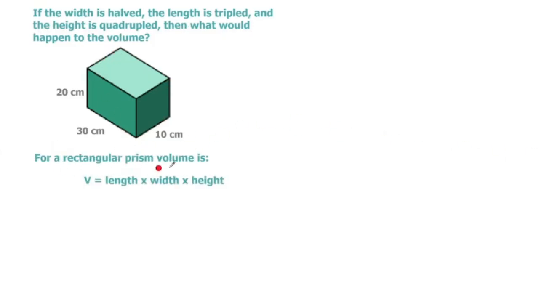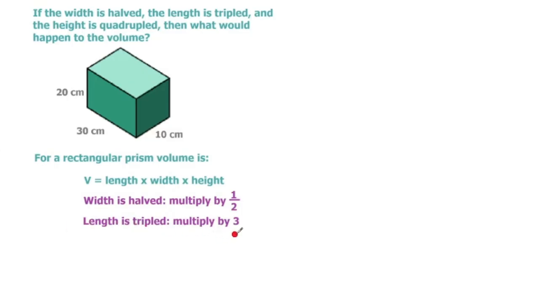It's a rectangular prism. So for a rectangular prism, the volume is length times width times height. Okay? Length times width times height. So if the width is halved, that means we multiply it by a half. If the length is tripled, then we multiply it by 3. If the height is quadrupled, we multiply it by 4.